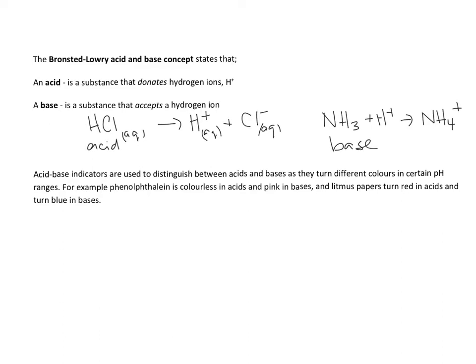Acid-base indicators are used to distinguish acids and bases in a lab setting because they will turn different colors at certain pH ranges. We've used phenolphthalein before. In acids and neutral solutions, it's clear and colorless, but in bases, it will turn pink. We've also used litmus paper. The blue litmus paper will turn red in an acid, and red litmus paper will turn blue in a base.